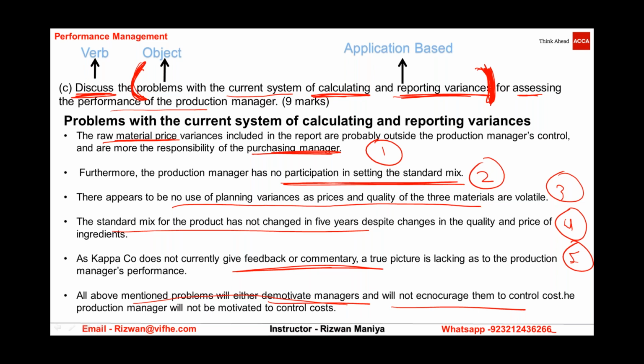So see, everything has been extracted from the scenario. This is what I want you to teach, this is what I want you to learn. Link with the scenario. This is application based. If you are writing about the performance of the manager, like favorable variance or adverse variance, you are wasting your time because this is not that question. I do agree, very commonly the examiner asks about performance assessment, but this is not the question. Yes, 9 marks are enough.